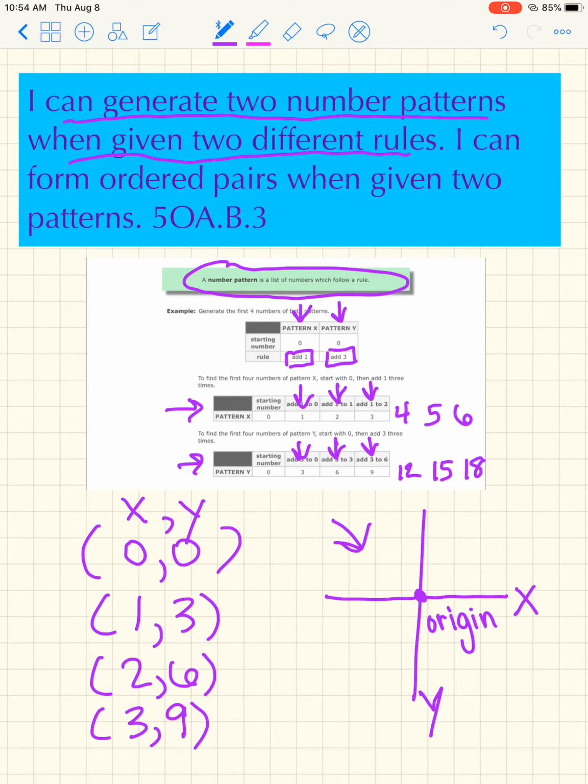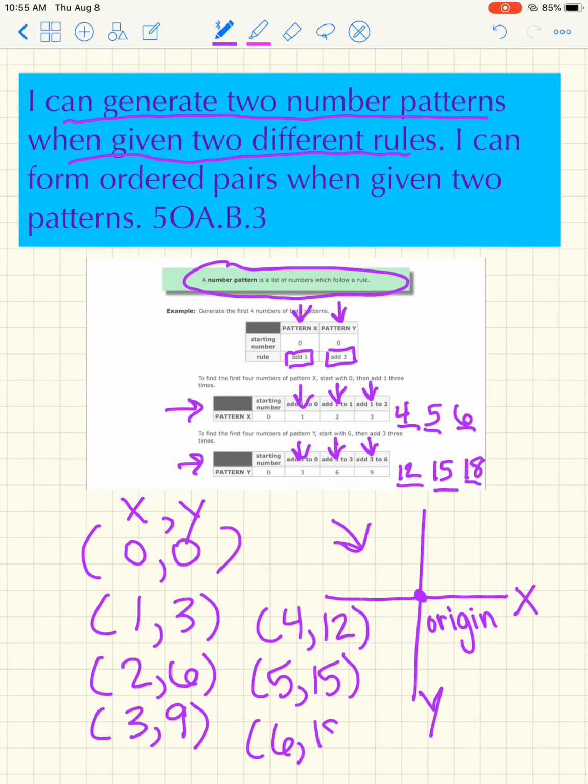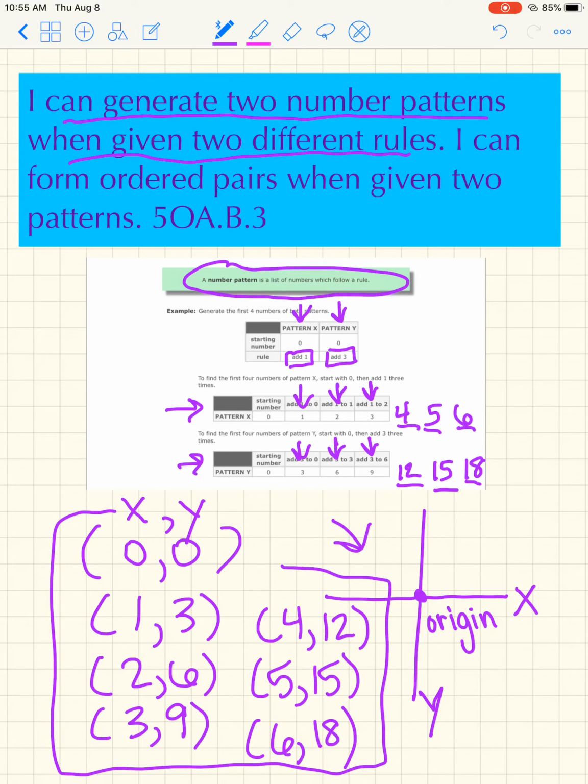3 and 9. And then the ones that I added earlier, 4 and 12, 5 and 15, 6 and 18. So our ordered pairs, all of these right here. So there will be another video where we are graphing these ordered pairs and another rule about how we can find a relationship, explain the relationship between X and Y patterns.